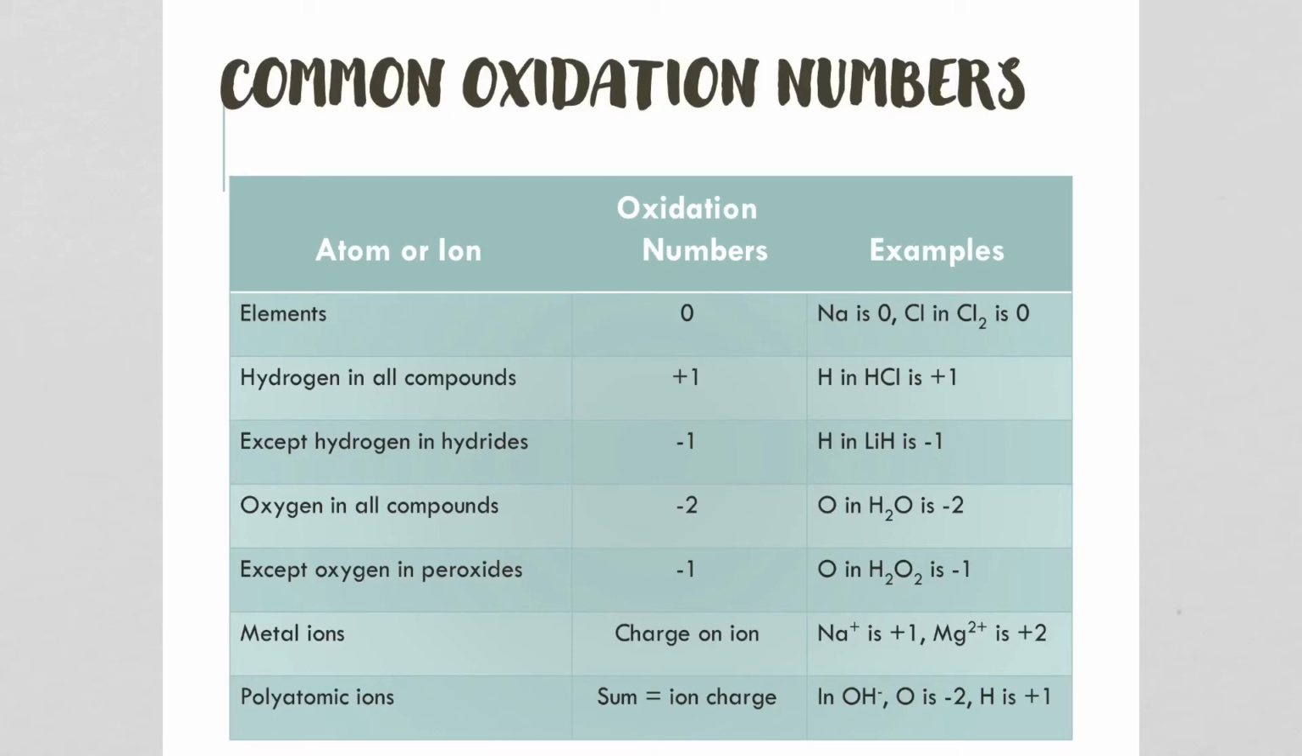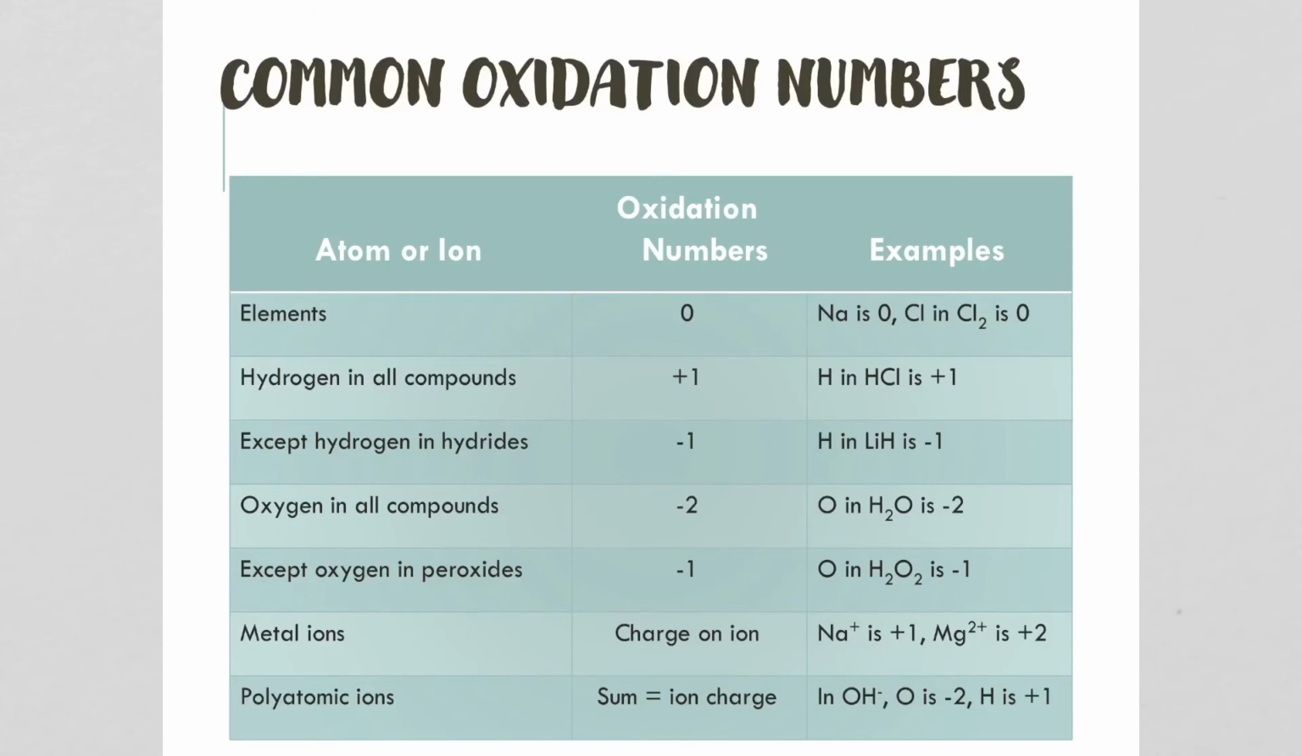So remember, hydrogen can either gain or lose electrons. So in a metal hydride, the oxidation number for hydrogen would be -1 because it's acting as the negative ion, or the anion, and the metal is acting as the cation. The oxygen in all compounds, except peroxide, we'll get to it, is -2. So in water, it's -2. But in peroxides, like hydrogen peroxide, it's -1. So that's the one exception to keep note of.